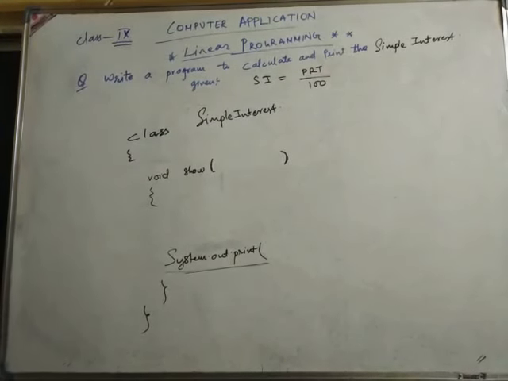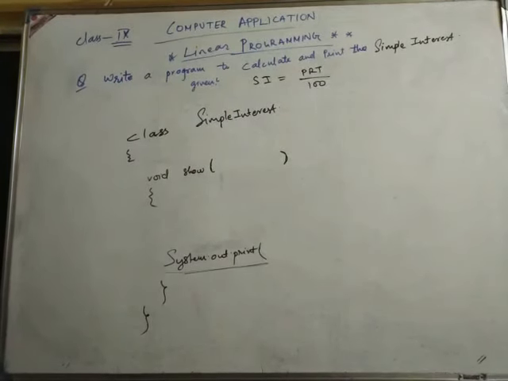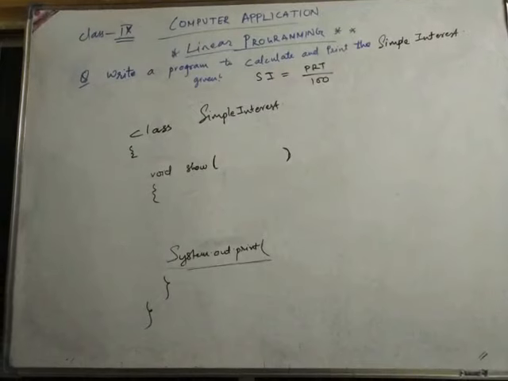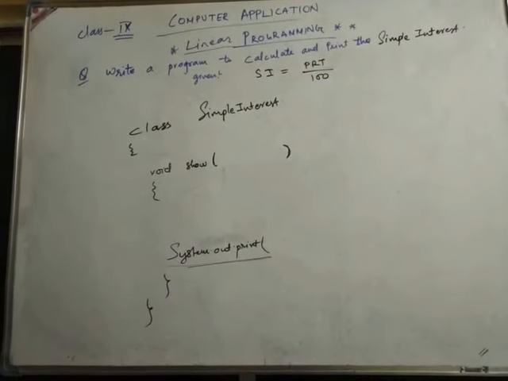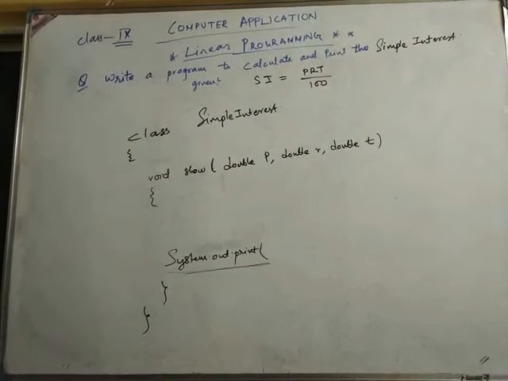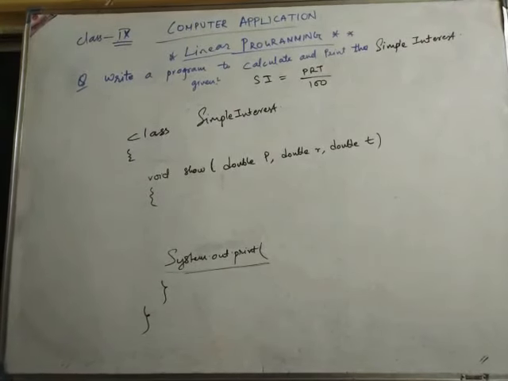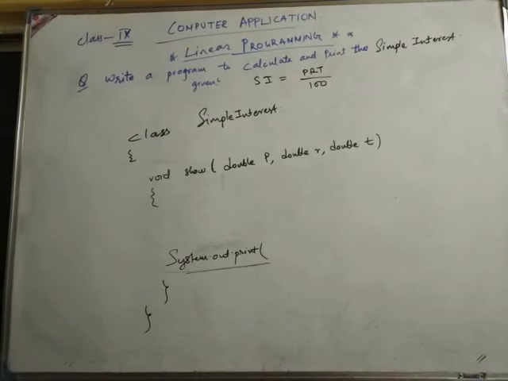Principal, rate and time can be double. Principal can be double, rate can be double, time can be int if you want. You can also take all of them as double. So double p, double r, double t you will take. So here double p, double r, double t we have taken. These are the things, principal, rate and time, that will be taken from the user.